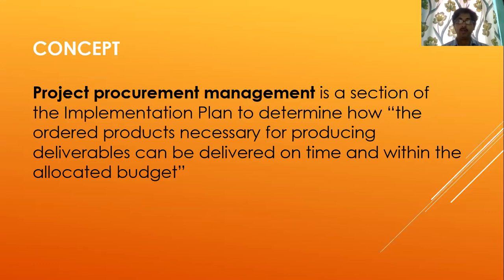According to the concept, as you see on screen, project procurement management is a section of the implementation plan to determine how the ordered products necessary for producing deliverables can be delivered on time and within the allocated budget. Just now I talked about the budget. The project procurement costs have to be aligned with your budget allocation. And the second vital element is definitely time. Whatever you are procuring, you have to get it on time.